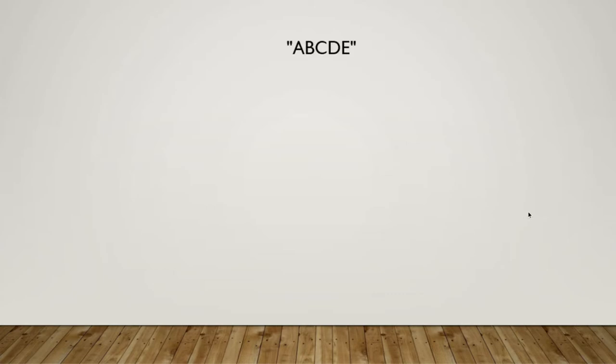So the mnemonic is A, B, C, D, E. Very simple, easy mnemonic. And these are, again, going to be the contraindications. So the first one, the A, is asthma.